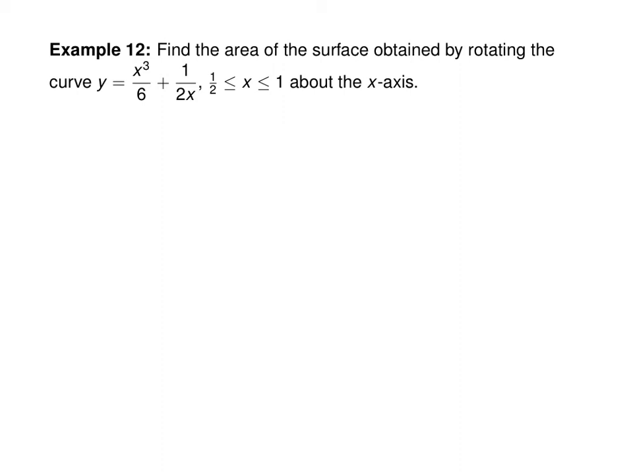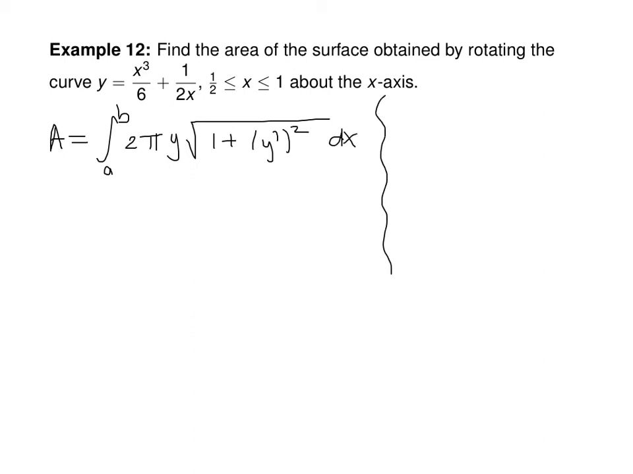Next, we'll find the area of the surface obtained when this curve is rotated about the x-axis. For this, the formula for the surface area is the integral from a to b of 2 pi times y times the root of 1 plus y prime squared dx. So we need to figure out what y prime is.